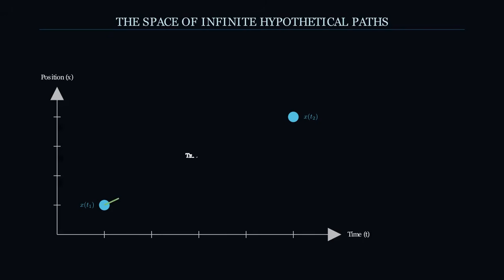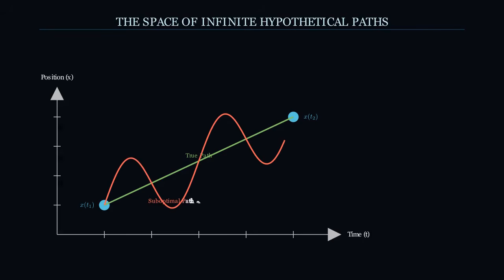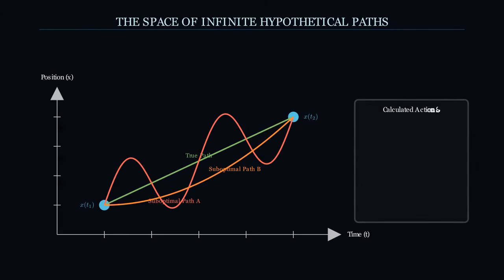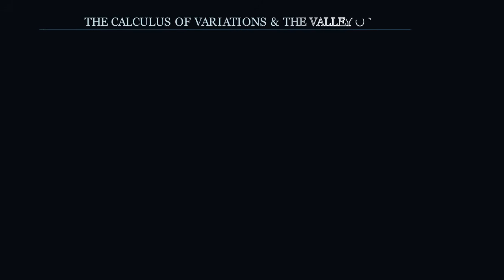Imagine drawing a graph where the horizontal axis represents time and the vertical axis represents position. If we fix the starting point at time t1 and the ending point at time t2, we can draw infinitely many hypothetical paths connecting them. One path might be a straight line, another a wild zigzag, and another a smooth curve. If we calculate the action S for each of these hypothetical paths, we get a different number for each one. The true path is the one where this number is minimized.